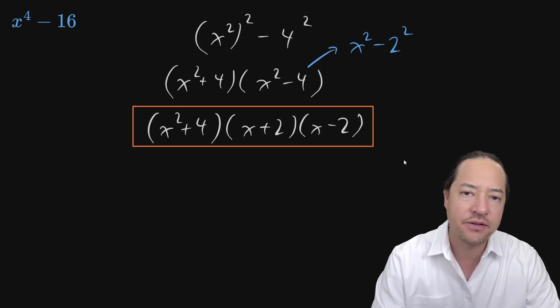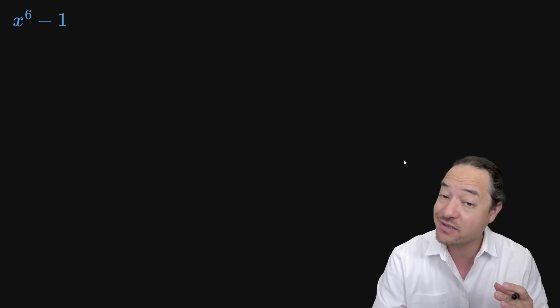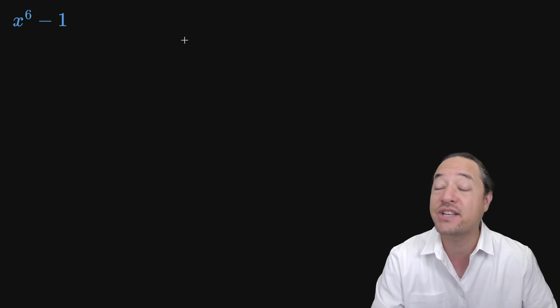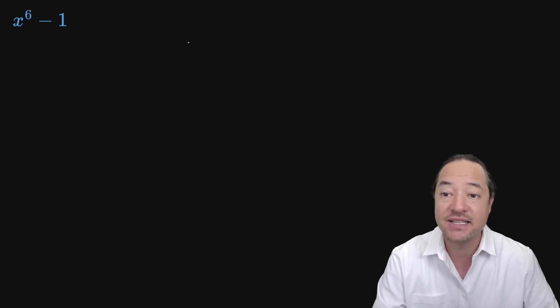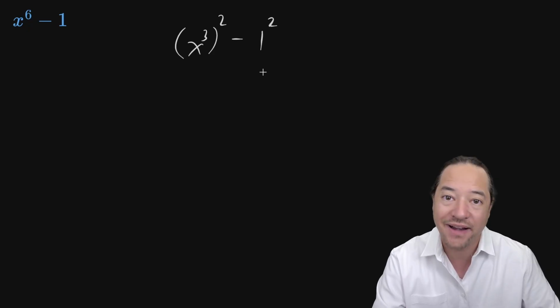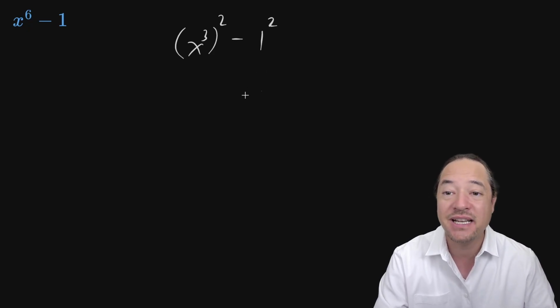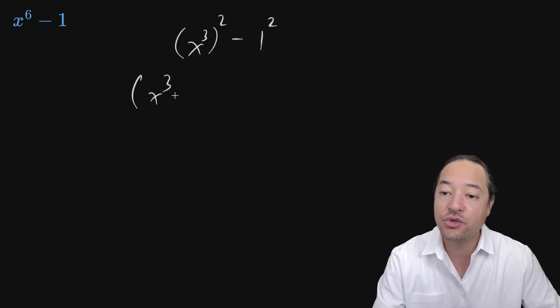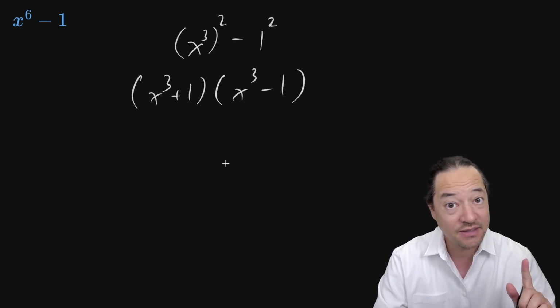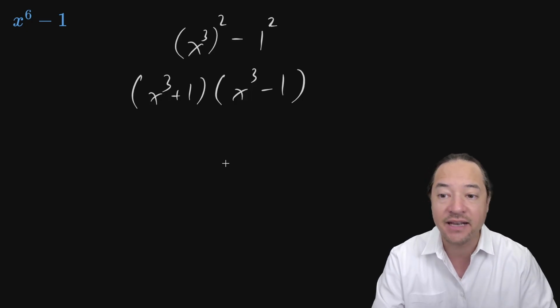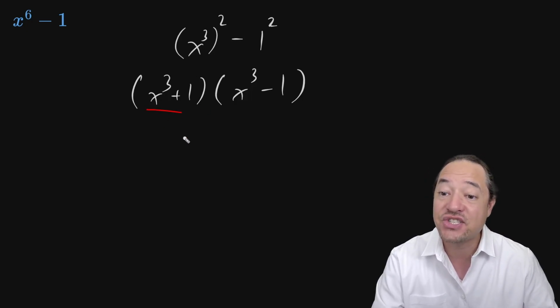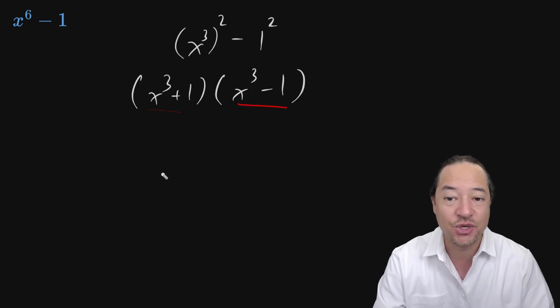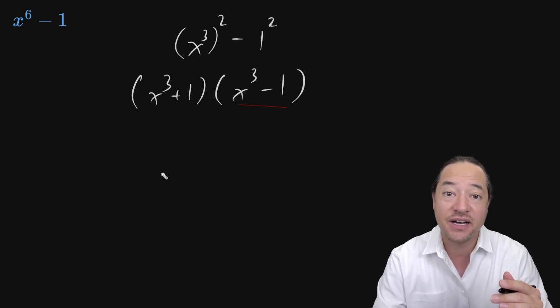Okay, let's try to look at another one or two examples. How about this one? This looks similar. x to the sixth minus 1. We can recognize this as x cubed squared minus 1 squared, right? Because 1 squared is going to give us 1. And so this is, again, a difference of two squares. So we can write this down as x cubed plus 1 multiplied by x cubed minus 1. But are we done? Can we factor any more? Yes, we can. We recognize that this is the sum of cubes, and this one is the difference of cubes. And so for each of these, we have a formula that we can use.